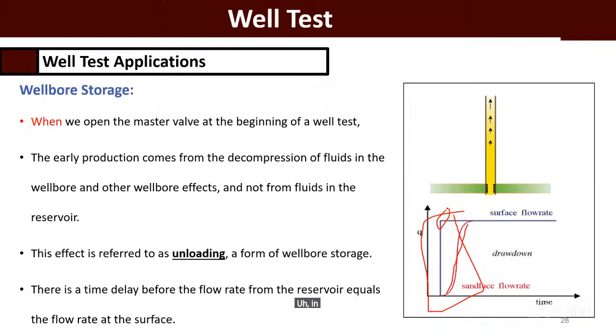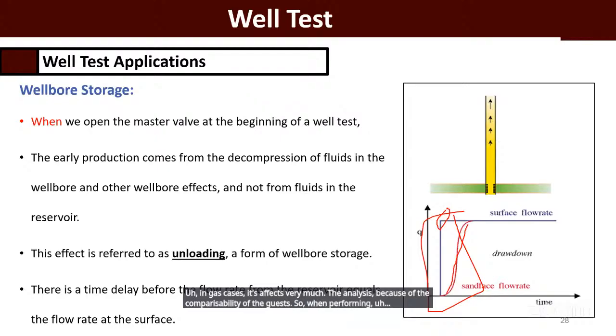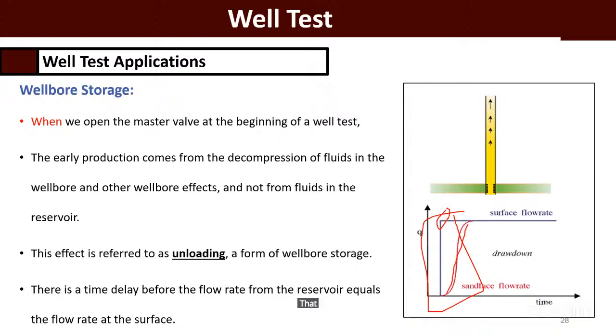In gas cases, it affects the analysis very much because of the compressibility of the gas. So when performing a well test for a gas well, especially with high production rates like in the Mediterranean, for example, we shut in the well against the perforation itself using downhole shut-in valves, to minimize the effect of the gas existing in the wellbore, which causes a huge wellbore storage time that could affect the analysis, especially in the case of gas that is very compressible.